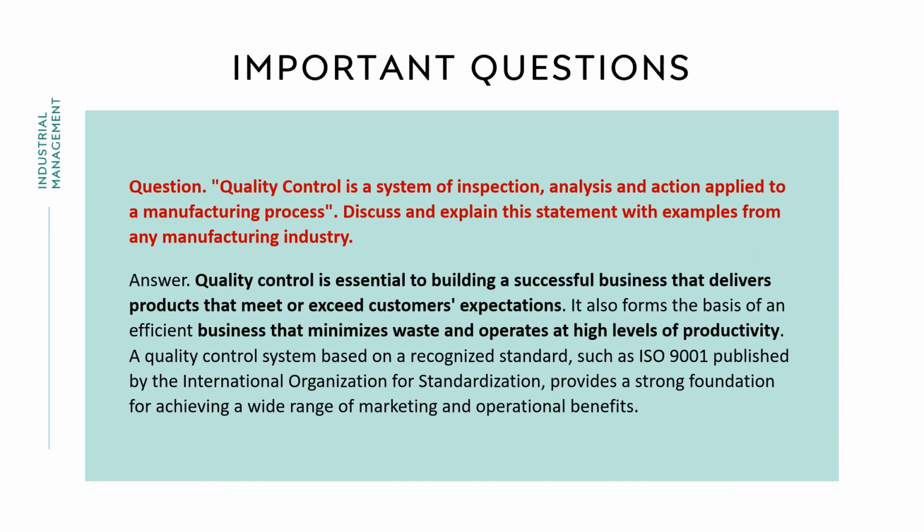Question. Quality control is a system of inspection, analysis, and action applied to a manufacturing process. Discuss and explain this statement with examples from any manufacturing industry. Answer. Quality control is essential to building a successful business that delivers products that meet or exceed customers' expectations. It also forms the basis of an efficient business that minimizes waste and operates at high levels of productivity. A quality control system based on a recognized standard, such as ISO 9001 published by the International Organization for Standardization, provides a strong foundation for achieving a wide range of marketing and operational benefits.